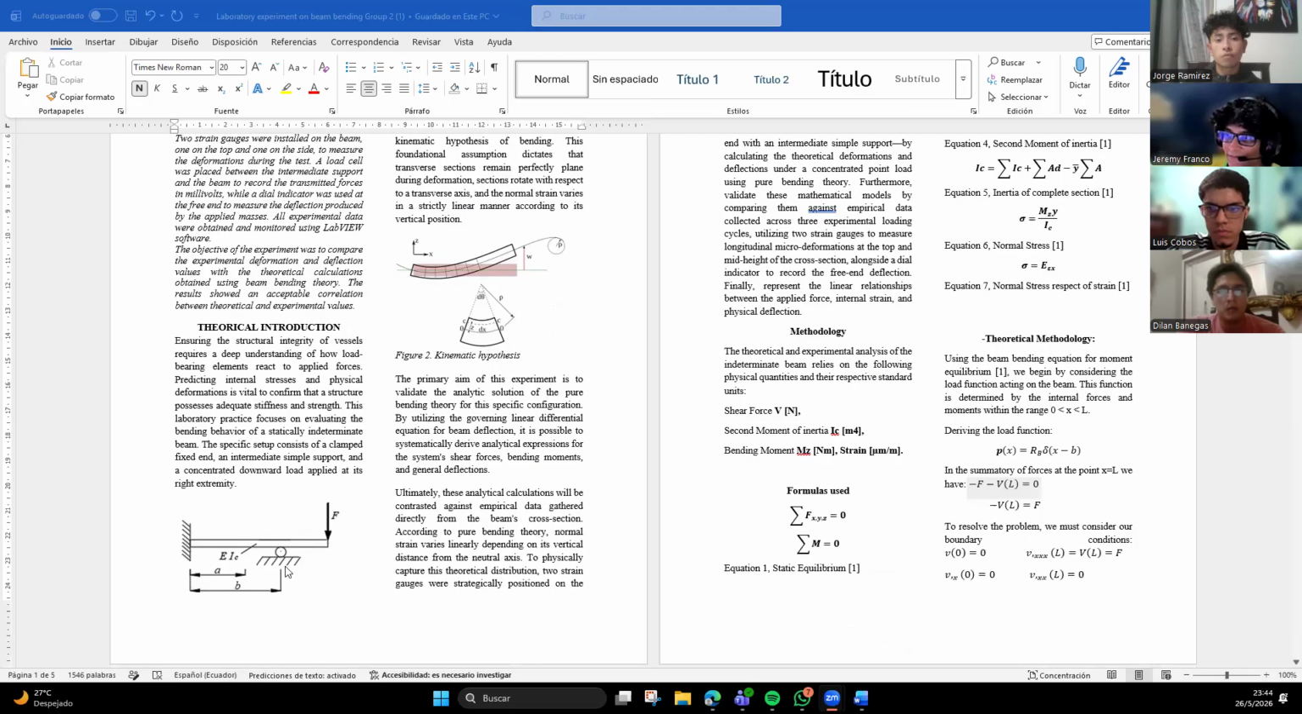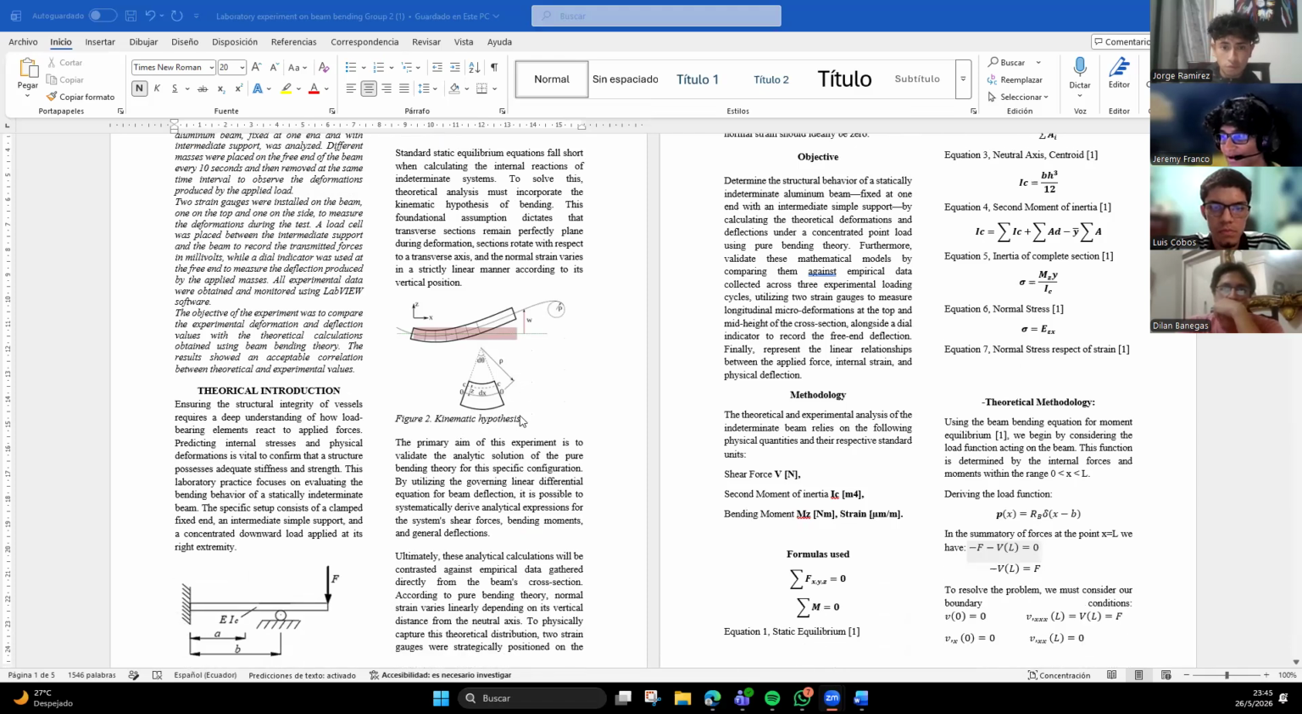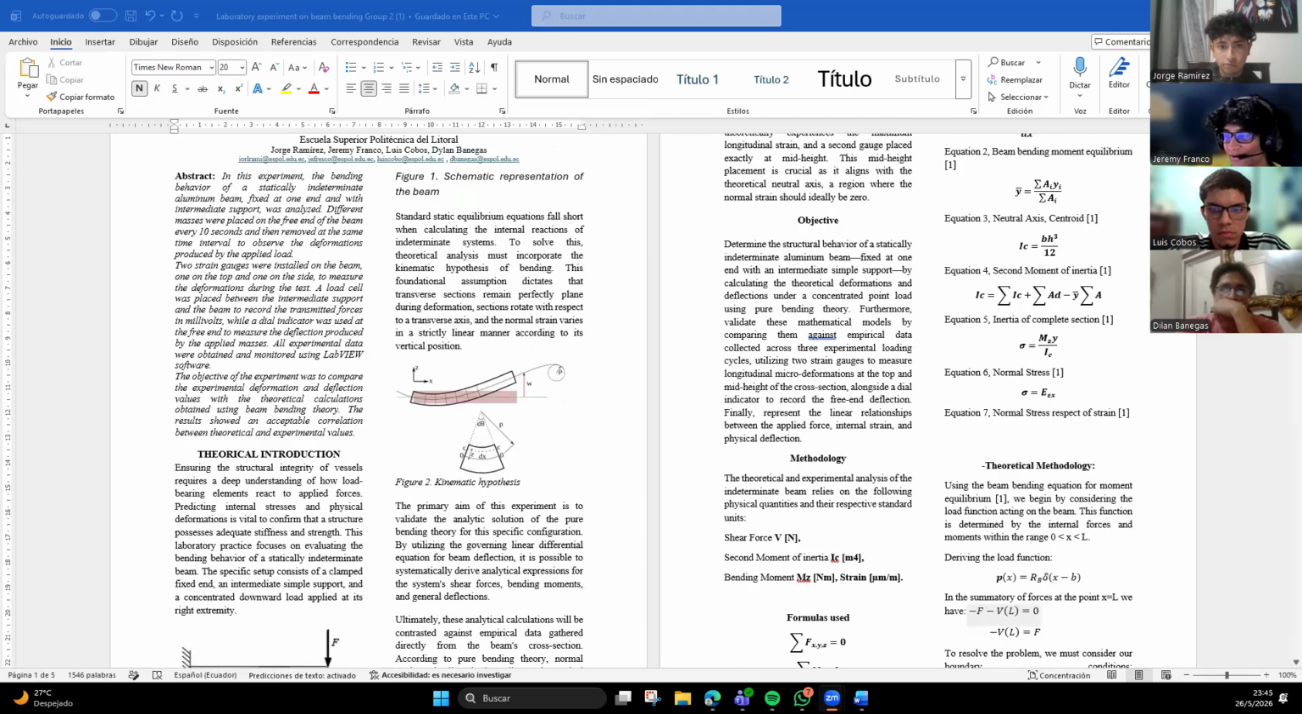For the theoretical introduction, we have here the graph of the beam. We have a reaction at B, and at position A we have the strain gauges. At the right end, we have the force F that we are applying. The kinematic assumptions are our objective. If our results are correct, this is going to verify that the kinematic hypothesis is correct. Next is my partner, Cos.